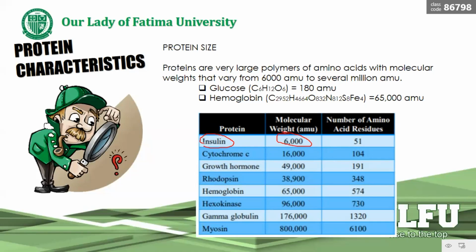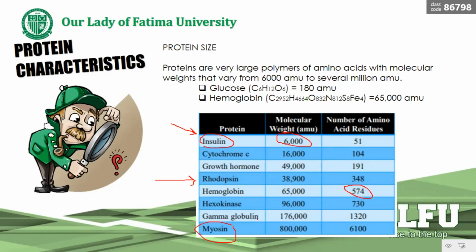And as you can see, this insulin has 51 amino acid residues. 51 combinations of amino acids to form the insulin in our body. So insulin, which regulates carbohydrates and sugar in our body, is actually a protein. And here are other proteins in our body: cytochrome, the growth hormone released by our glands. Rhodopsin, the receptor in our eye, is actually a protein. Hemoglobin, a part of the blood of the red blood cells, is also a protein. 574 amino acids para ma-form natin yung hemoglobin.